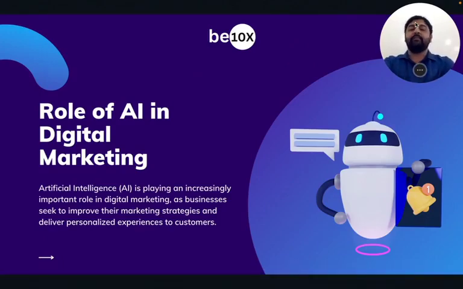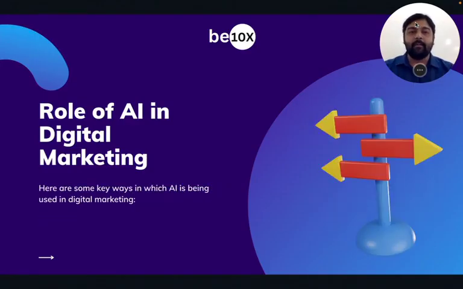AI is playing an increasingly important role in digital marketing as businesses seek to improve their marketing strategies and deliver personalized experiences to customers. Right now, the kind of marketing that is approaching you on your devices, most of you might not be aware that AI is playing a very crucial role in this. So how can AI help? Or what exactly is the role of AI? Here are some ways in which AI is being used in digital marketing.